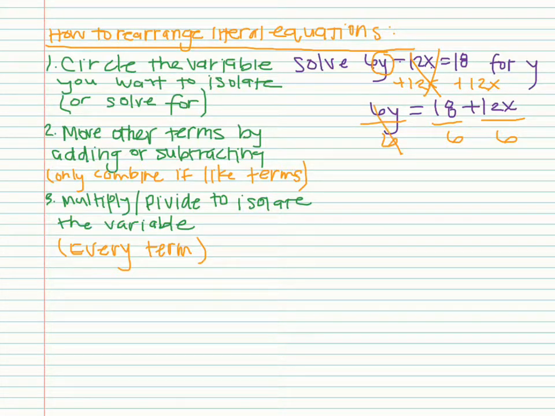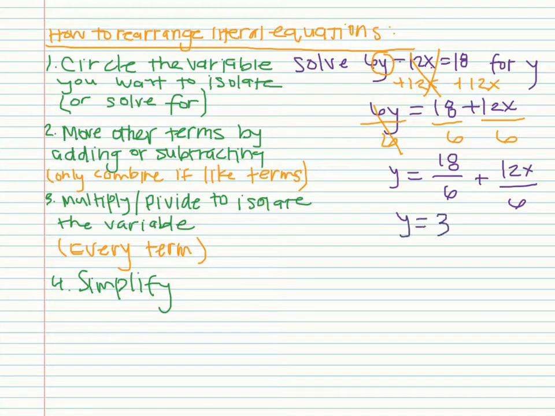So when I cancel out my 6's, I'm left with y equals 18 divided by 6 plus 12x divided by 6. The last and final thing I need to do is simplify. So I'm going to check out this equation that I have over here. I know that 18 divided by 6 can simplify, and that it simplifies to 3.